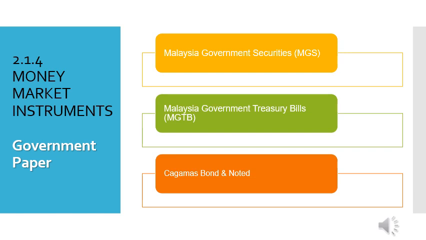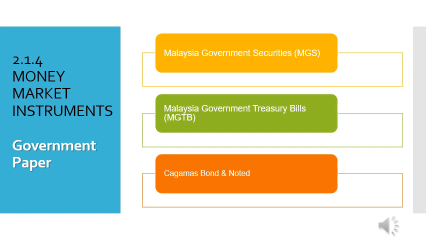They are Cagamas fixed rate bonds. The Cagamas fixed rate bonds are bonds that have a tenure of 1.5 to 7 years and carry a fixed coupon rate, which is determined at the point of issuance based on the tender submitted by the principal dealer. Interest on this bond is paid half yearly. The redemption of the bond is at nominal value together with the interest due on maturity date.